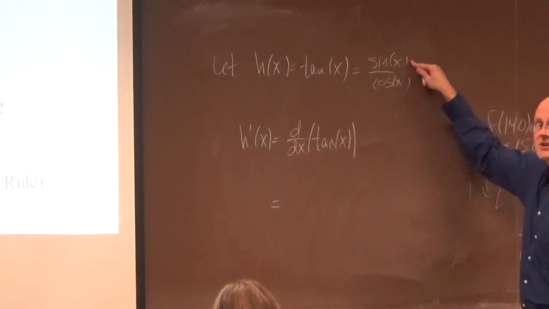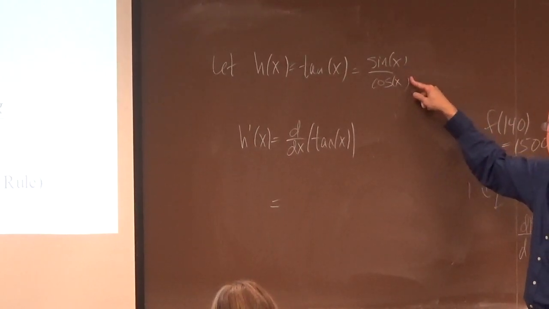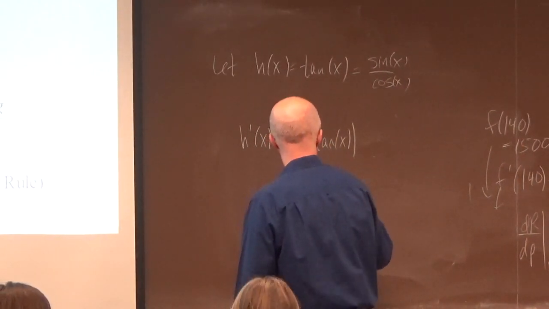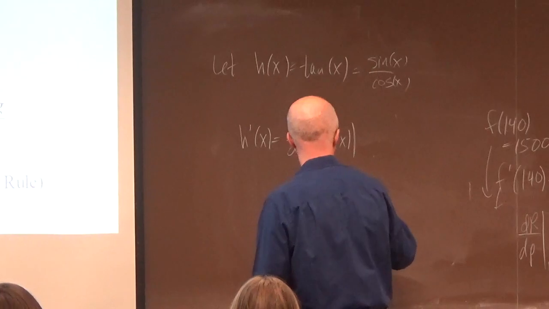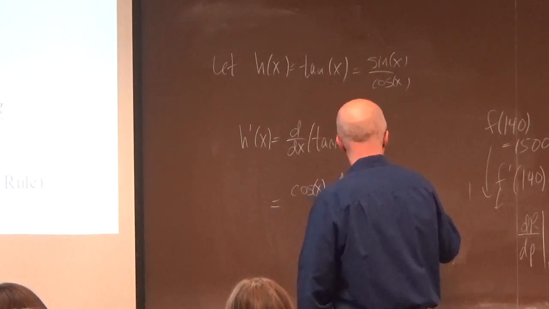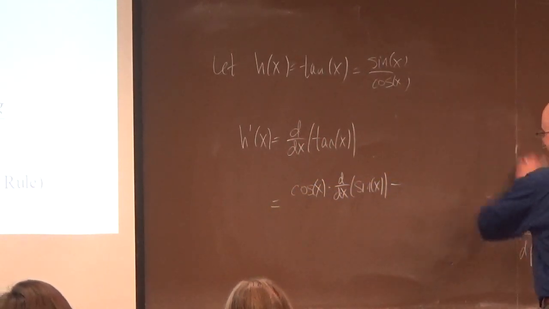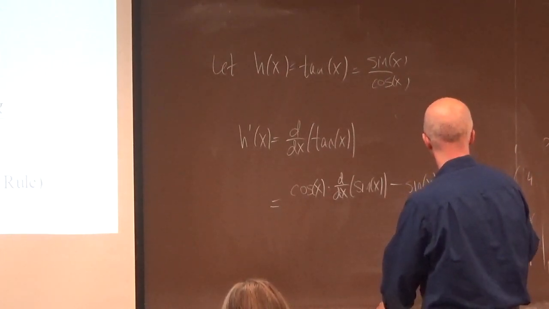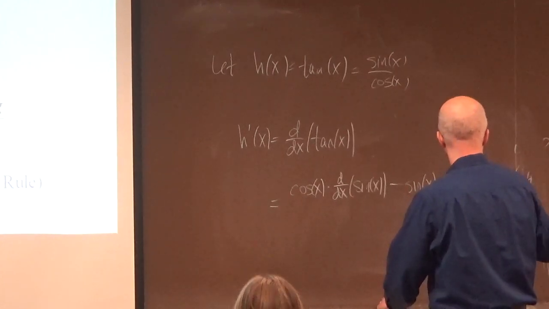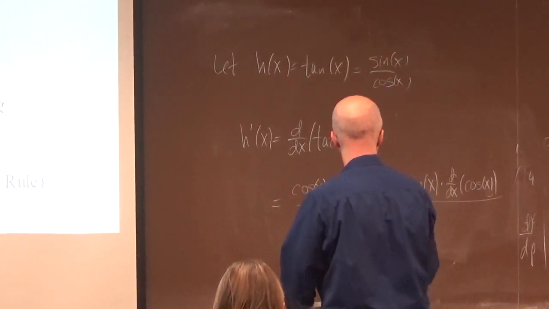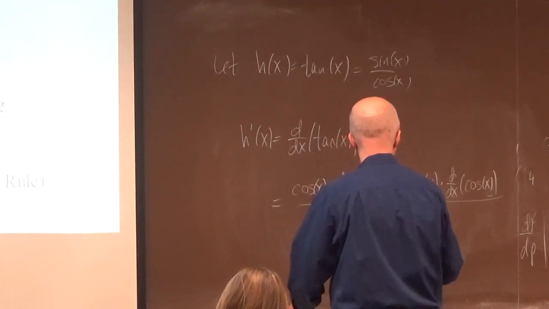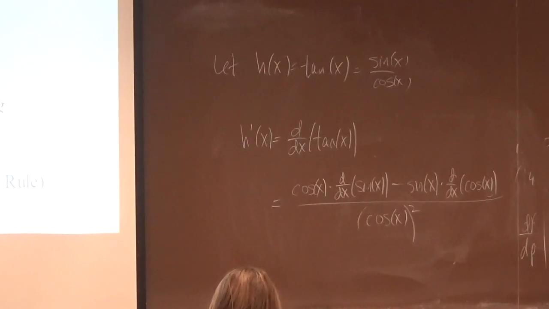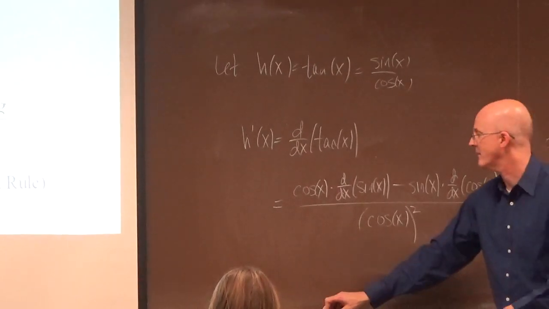Sine of x is the high function. Cosine of x is the low function. The quotient rule says low d high, d stands for derivative, minus high d low, over the square of what's below. Cosine is below, so square that. That is the answer in unsimplified form.